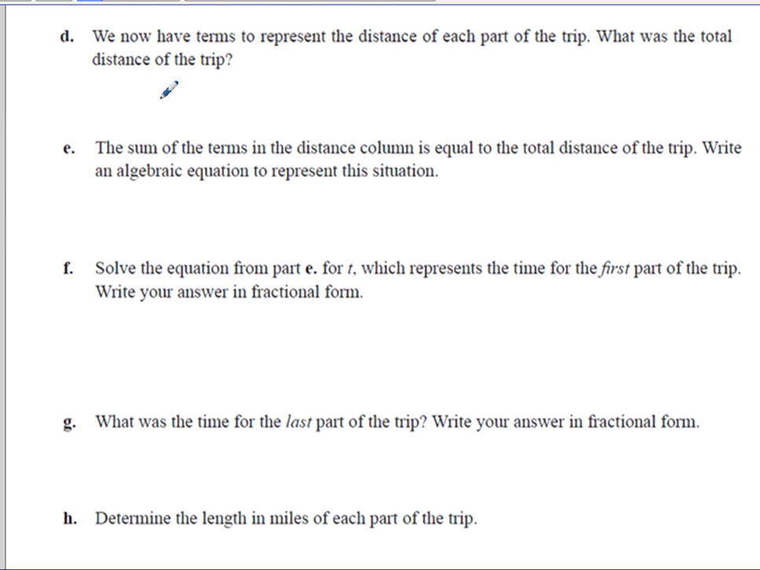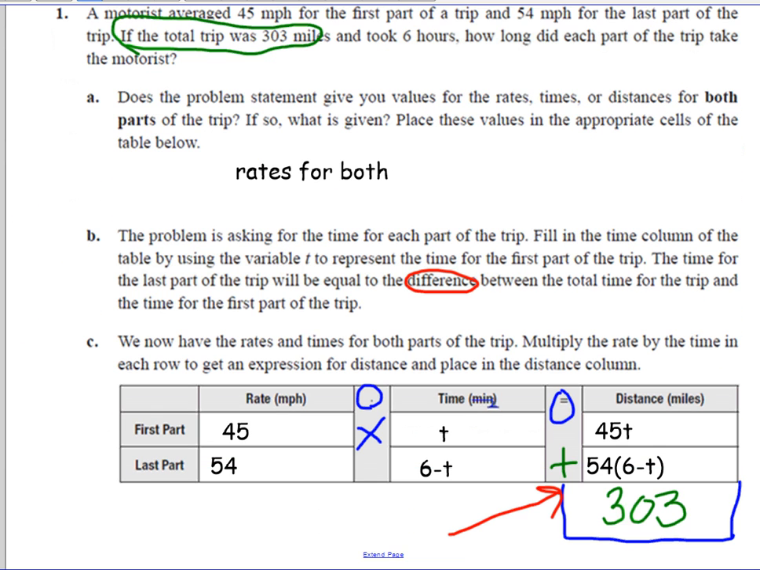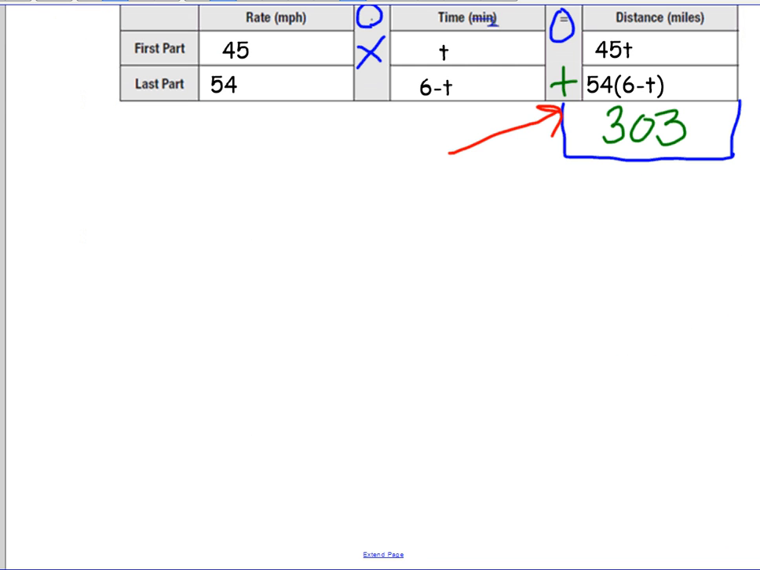Since I don't have a whole lot of room on this page, let's just go ahead and solve that on this one, and then we'll fill in wherever we need to answer the questions that they give us. But again, what we know now is that the total distance for the first part of the trip is represented as 45 miles per hour times the time that it takes us.